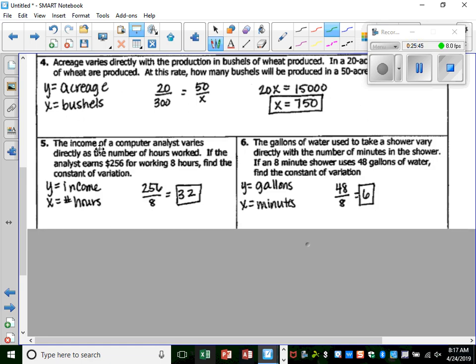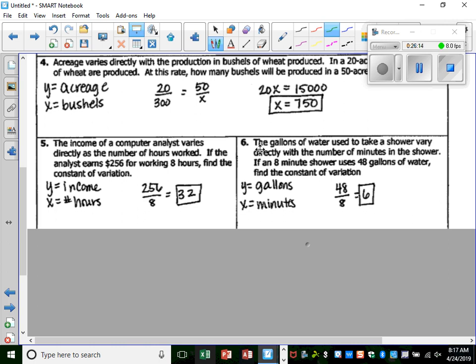This one says the income of the computer analyst, so that's y, varies directly with the number of hours. So hours would be your x. And here it is, y over x. They tell you if the analyst earned an income of 256 for 8 hours, what is your constant, your k? So obviously 256 divided by 8 is 32.